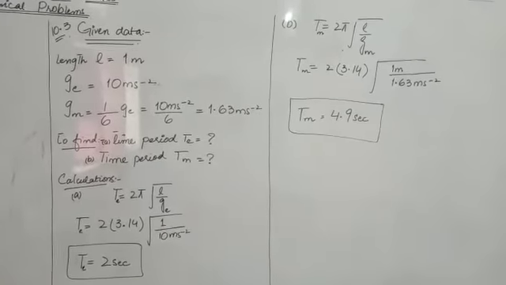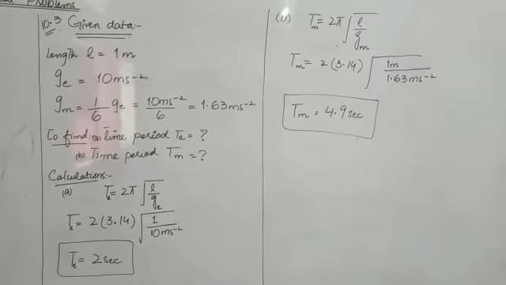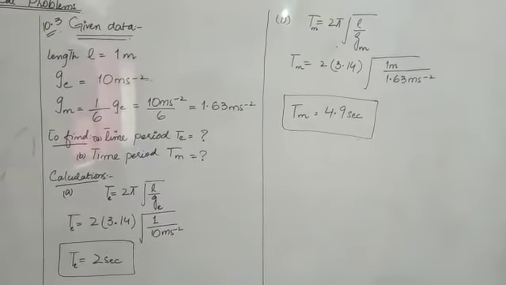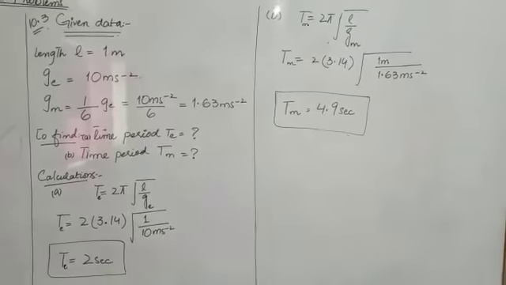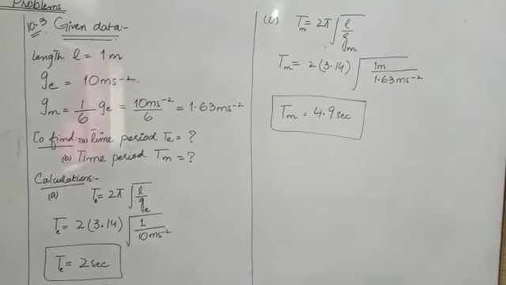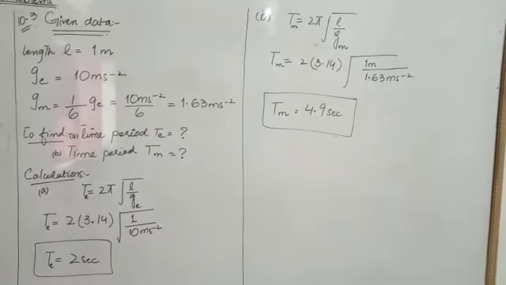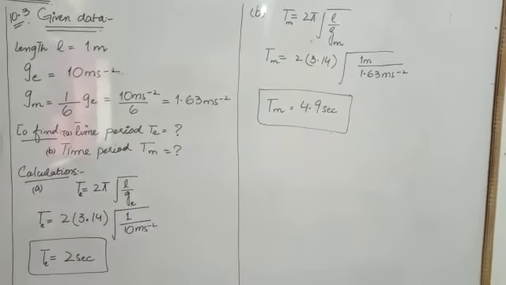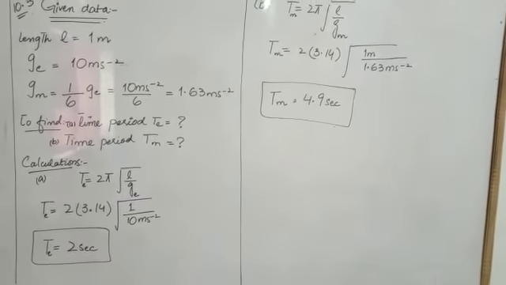Length is given in the question. Length is 1 meter. Gravitational acceleration on earth is 10 meter per second square. Gravitational acceleration on the surface of moon is 1/6 of gravitational acceleration on earth. 10 divided by 6, we get the value 1.63 meter per second square. We have to find the time period on Earth and time period on Moon. Here E is used in the subscript for Earth and M is used for the Moon. We use the formula T is equal to 2 pi under root L over g.